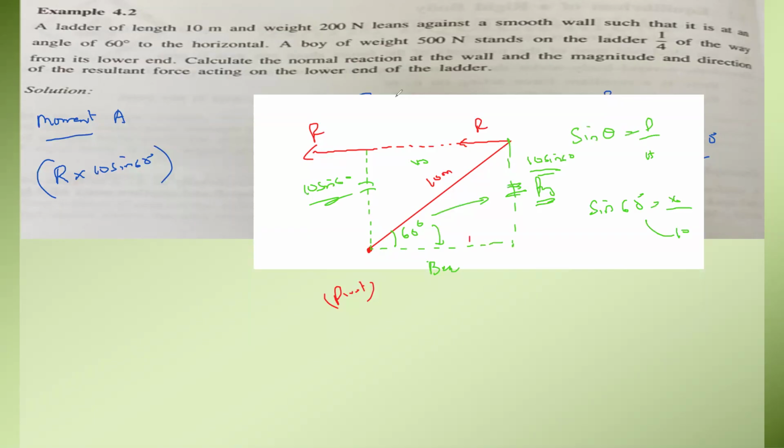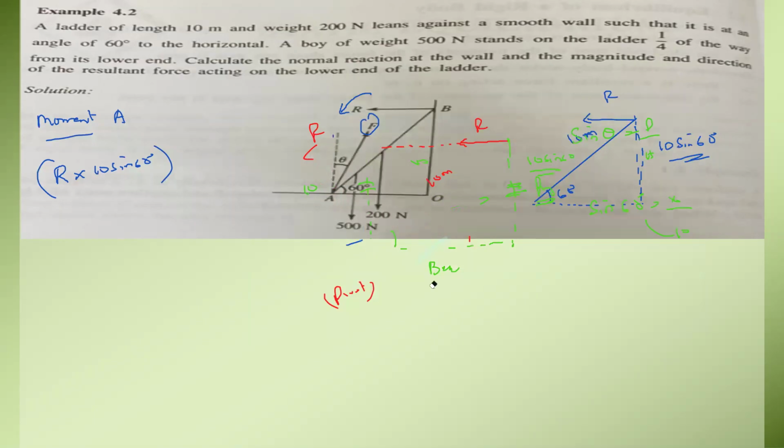Because to get the turning effect, we need the force and we need the perpendicular distance. So what is the perpendicular distance here? The perpendicular distance will be 10 sine 60. So I will write R multiplied by 10 sine 60. Is it clear to everyone? This perpendicular distance and the force, that is causing an anti-clockwise turning effect.